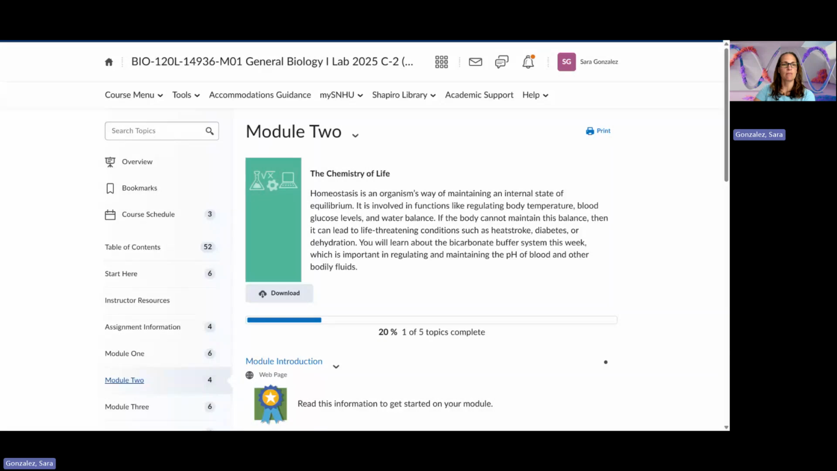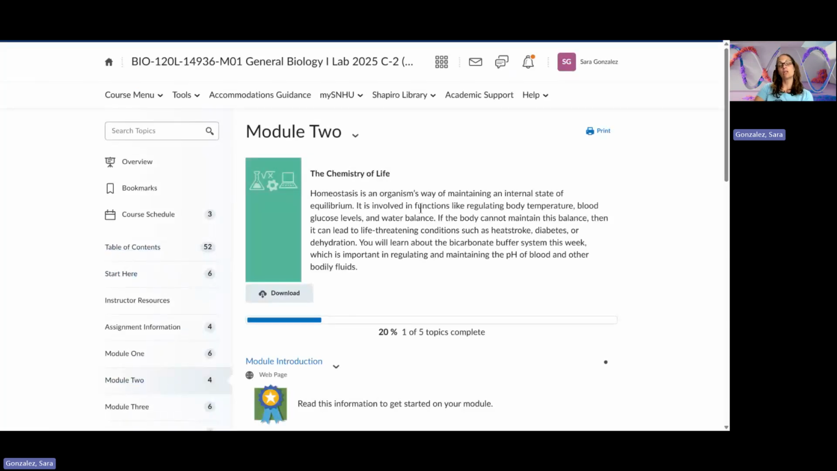So let me go ahead and share screen so that we are all on the same page as to what is due for this week. You should see on your screen Module 2. Again, if you're not sure how to get into that, you go to Course Menu, go to Learning Modules, and then click on Module 2 right here.